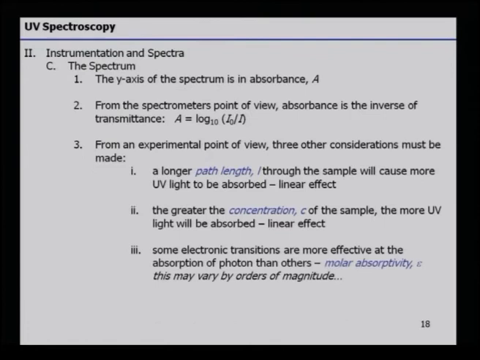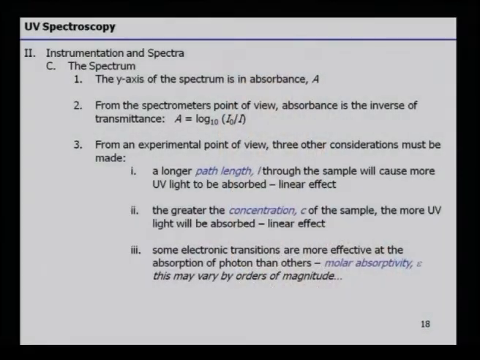The y axis of the spectrum shows the absorbance. From the spectrophotometer point of view, absorbance is the inverse of transmittance. So, either we can talk in terms of absorbance, or its reciprocal, which is called transmittance. From an experimental point of view, three other considerations must be made.